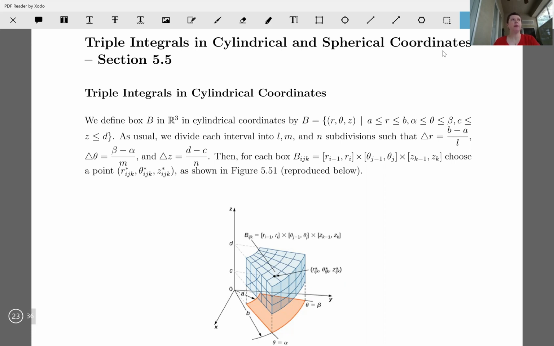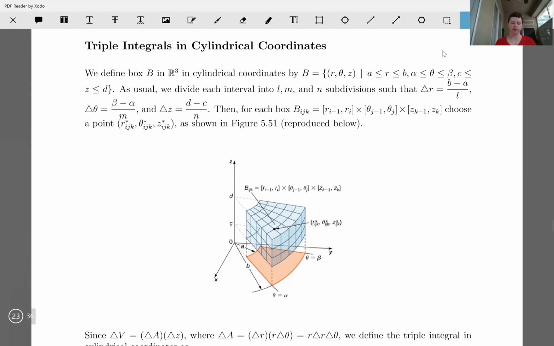Then for each box, B sub ijk, being r sub i minus 1 to r sub i, by theta sub j minus 1 to theta sub j, by z sub k minus 1 to z sub k, we're going to choose a point, think Riemann sum, as shown in figure 5.51 of the textbook, which is reproduced below.